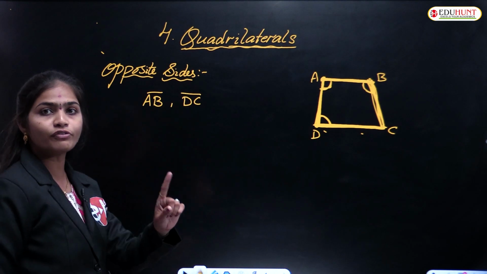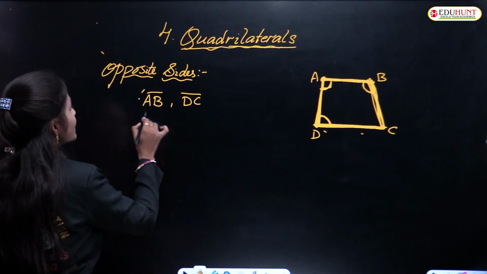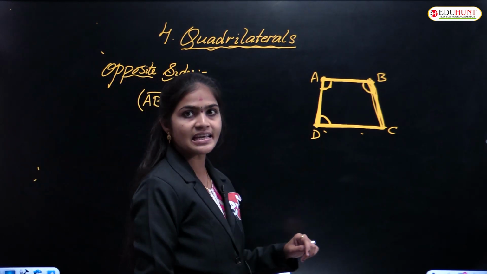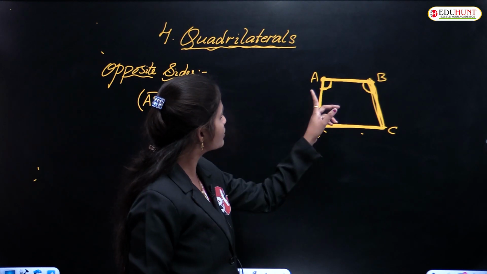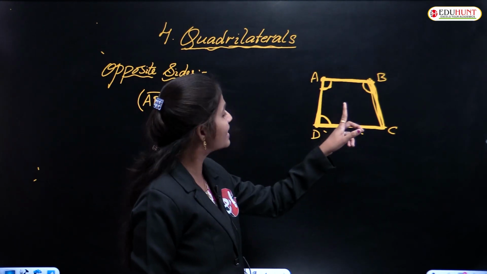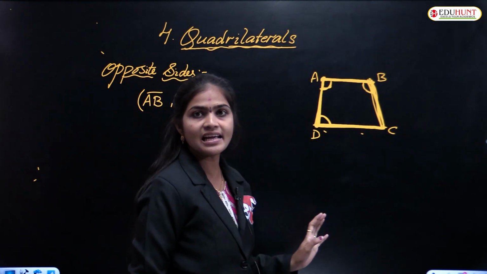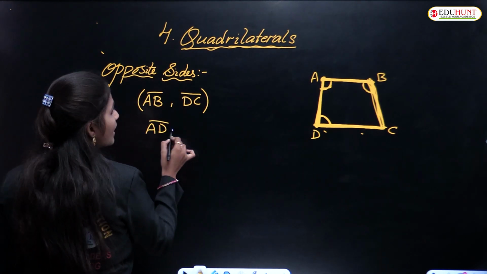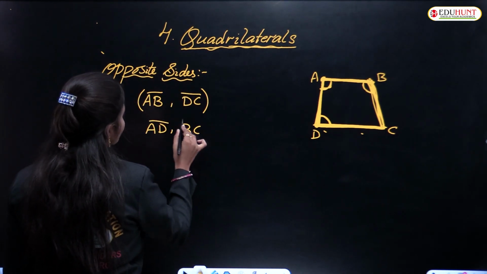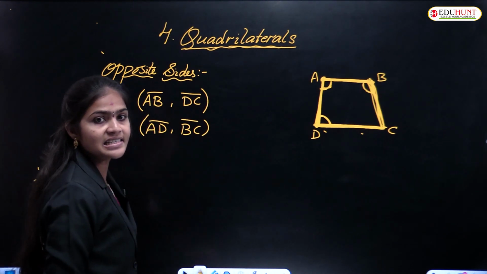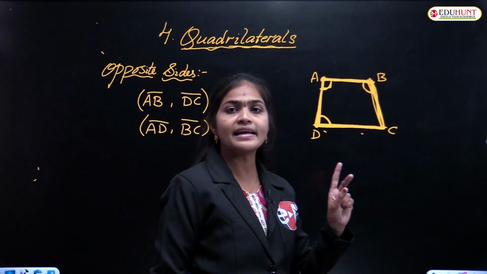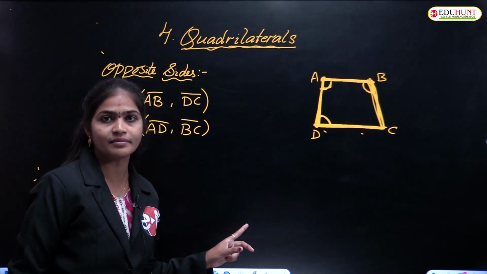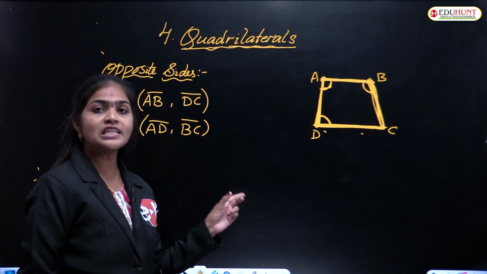These two are one pair of opposite sides, and we can say that there is another pair of opposite sides. Which two are that other pair? AD and BC are also opposite sides only, no? So here AD and here BC. So how many pairs of opposite sides are there here? Yes, two pairs of opposite sides are there here. Okay, as well as opposite angles.